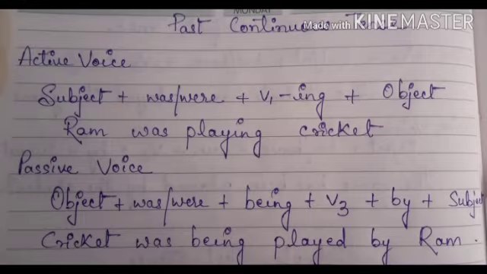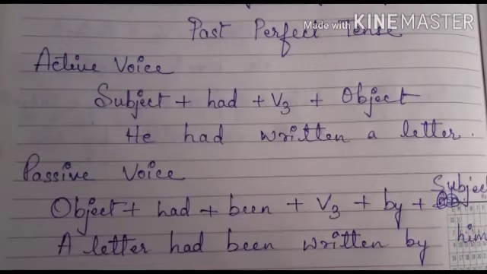Now we will move on to past perfect tense. Let's see what the structure is in past perfect tense. In the active voice, the structure is subject plus had plus V3 plus object. For example, he had written a letter. Now, if we convert it into passive voice, what will be the structure? The object will come first and become the subject.